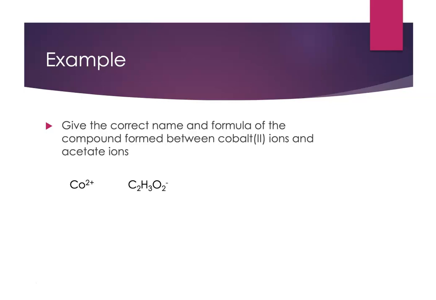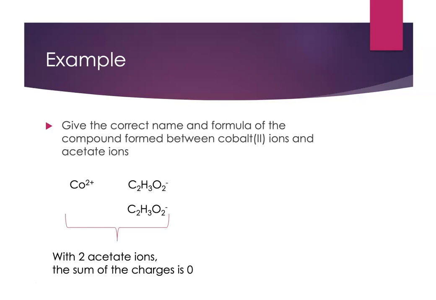So if we look at these two ions side by side, if they were to react in a 1-to-1 ratio, that doesn't give me a neutral compound, right? The sum of the charges wouldn't be 0. But if I had 2 acetate ions, now I've got 2 pluses from the cobalt ion and a minus from each of the 2 acetate ions, that adds up to 0. So I need 2 acetate ions for the cobalt ion. So my formula becomes Co(C2H3O2)2.